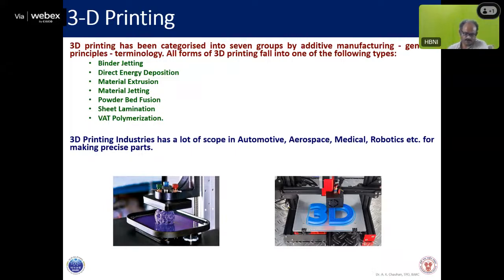I think the 3D printing industry has a lot of scope in automotive, aerospace, medical, robotics, etc., for making precise parts. These are a few 3D printers where you see some object being printed, and this is the subject. I think we should stop here.